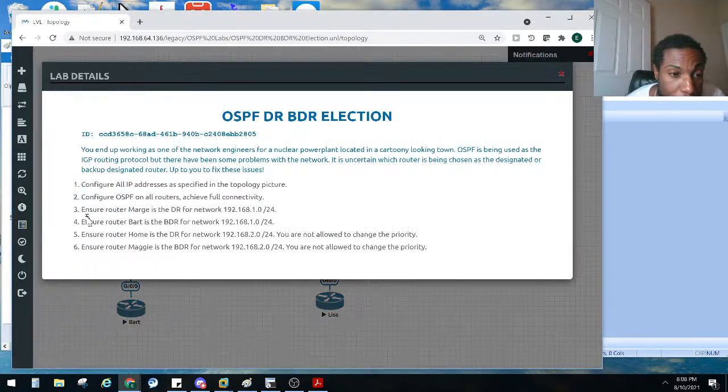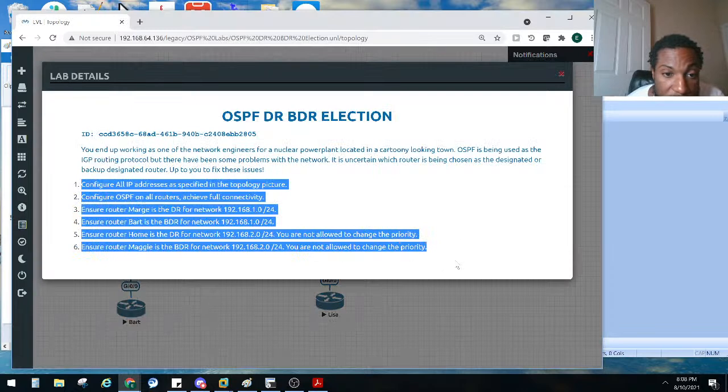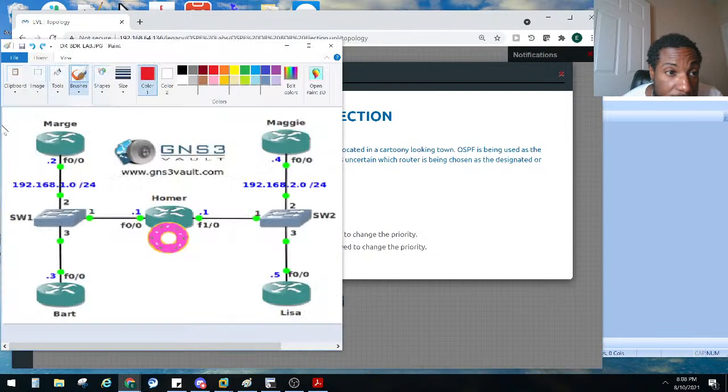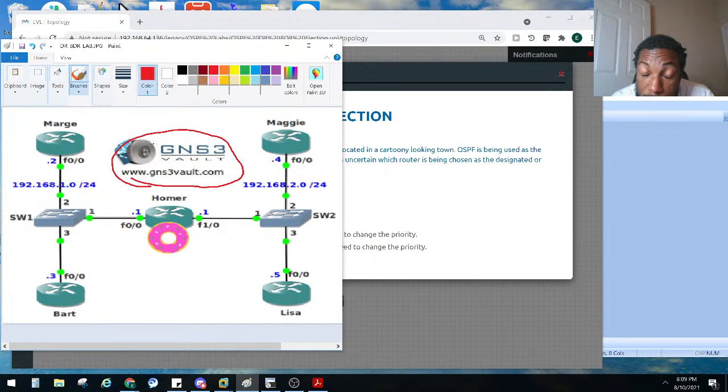This lab calls for what? We only got like 6 steps here. Step 1 is basically basic configuration: the host name, IP addressing, turning up interfaces and stuff like that. So if you're new to this channel or new to this stuff, you'll learn how to do that with that specific step. We have to configure them as specified in the topology picture, located right here. But if you go to gns3vault.com, you'll be able to get it there as well. He also has, Rene Molenaar, shout out to him, his own video solution to show you how to solve this lab too.